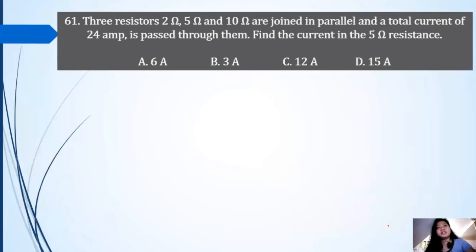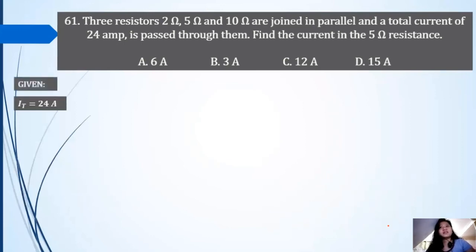Next problem is 61. So we have here three resistors, 2 ohms, 5 ohms, and 10 ohms, joined in parallel, and a total current of 24 amperes is passed through them. Find the current in the 5 ohms resistance. We have the choices: A, 6 amperes, B, 3 amperes, C, 12 amperes, and letter D, 15 amperes.